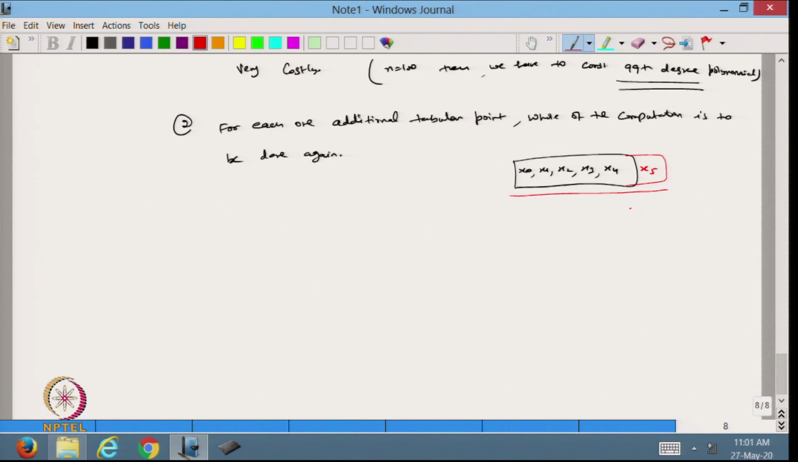So let us stop today here. Today we started with the linear Lagrange interpolating polynomial, and then based on this we discussed the quadratic and the nth degree Lagrange interpolating polynomial. In the next class also we will continue with this one.